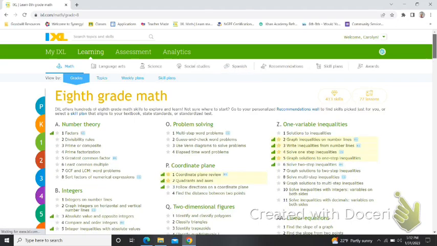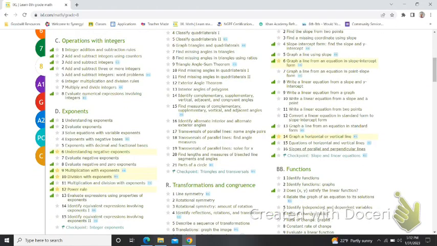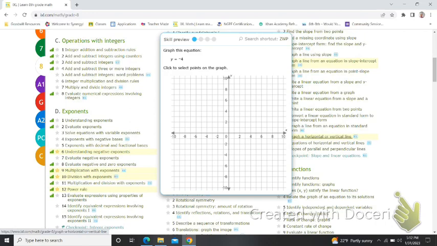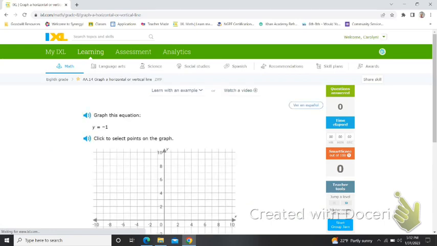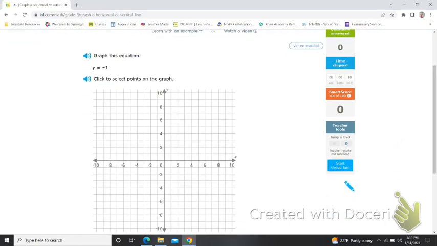The other lesson is AA14, and it is about the horizontal and vertical lines. So probably having those pages in your notes available. So y is equal to -1. It does not have an x. So I start at -1 on y, and then we need to go somewhere else.